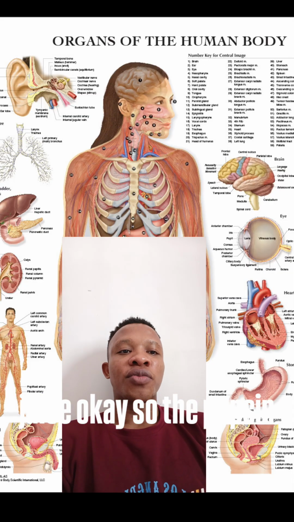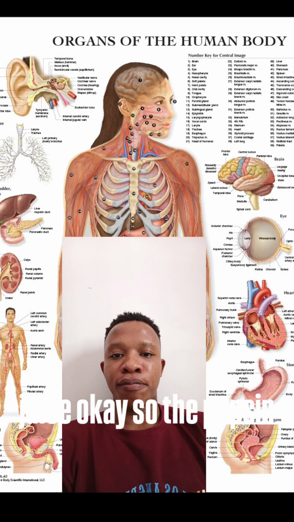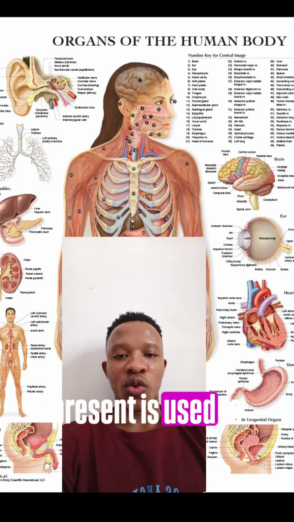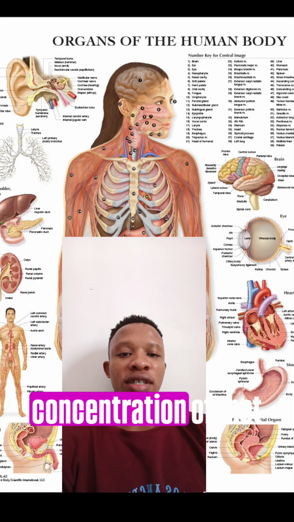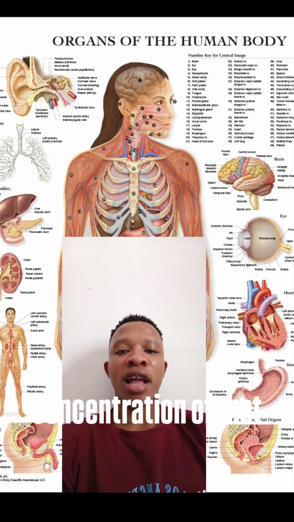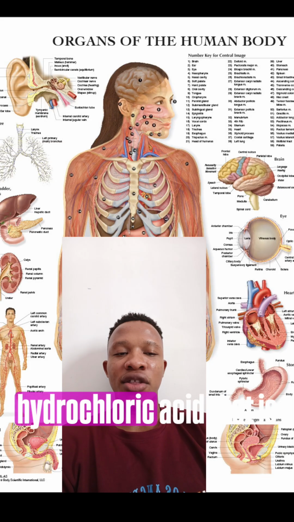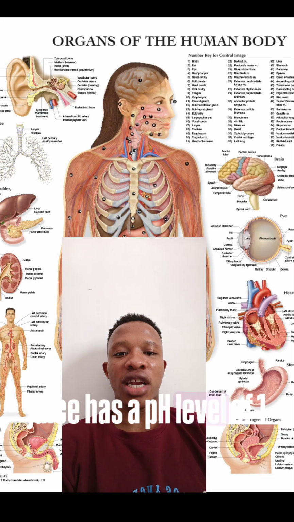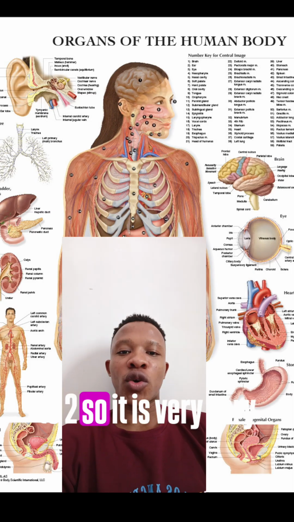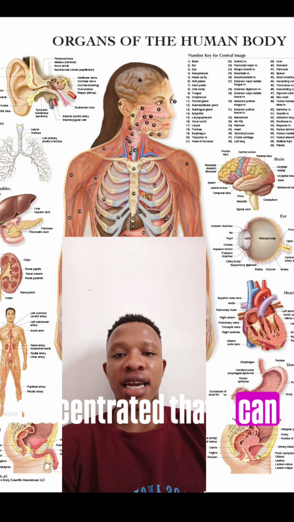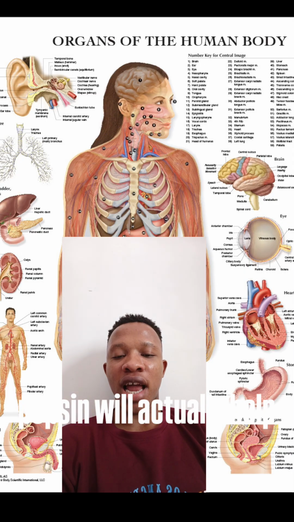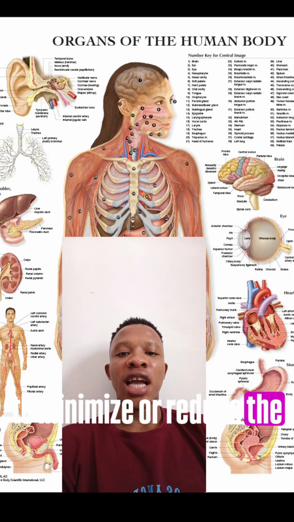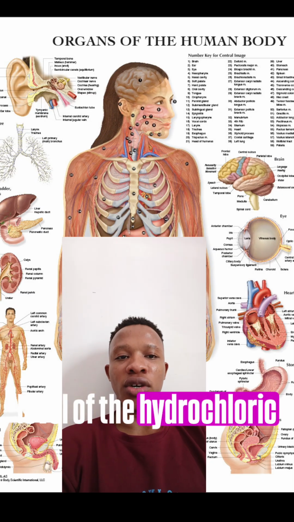Okay, so the pepsin, that is the enzyme present, is used to regulate the concentration of that hydrochloric acid that is secreted, because the hydrochloric acid secreted in the gastric juice has a pH level of 1 to 2. So it is very, very concentrated that it can harm the stomach. So that pepsin will actually help to minimize or reduce the level of the hydrochloric acid.